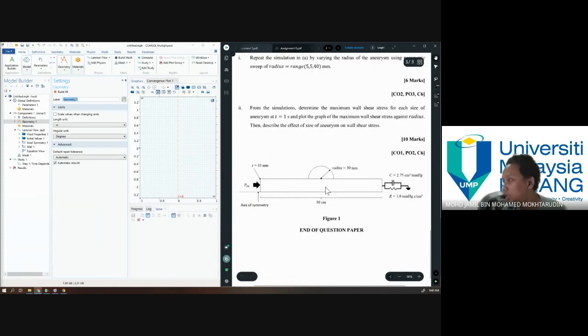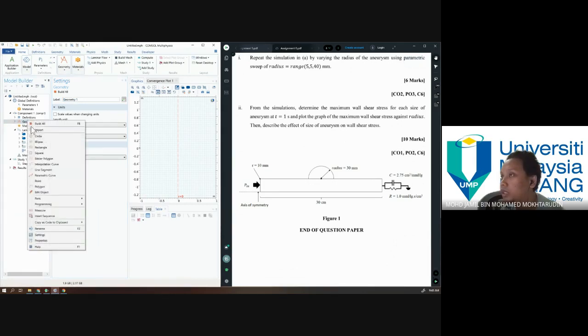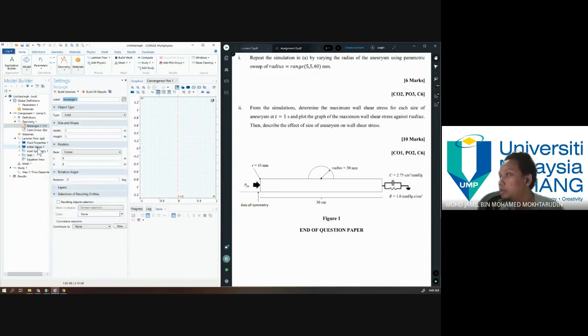So this geometry, they draw horizontally, but on your console, it's vertical. Okay, so you need to draw this vertically, okay? So start by choosing a rectangle. So the height is 30 cm. And then the width is the radius, 10 mm. It should be vertical, okay?